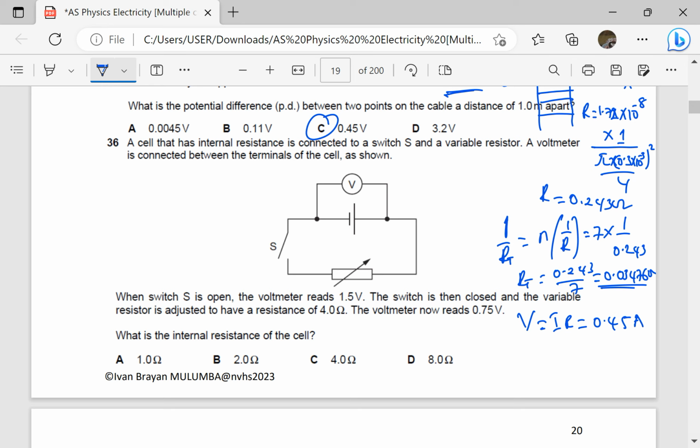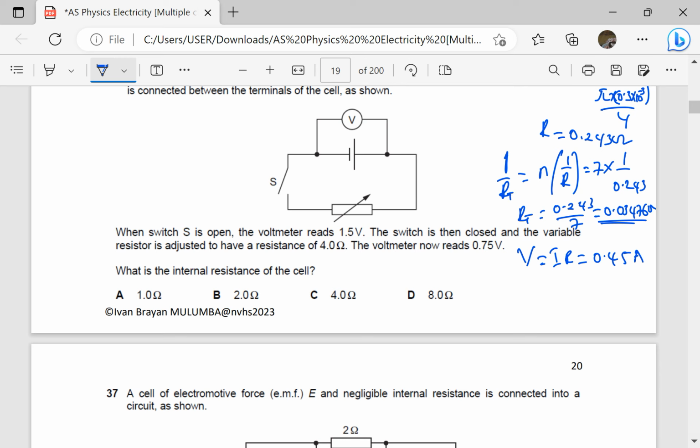A cell that has internal resistance is connected to a switch S and a variable resistor. A voltmeter is connected between the terminals of the cell as shown in the figure. When switch S is open, the voltmeter reads 1.5. So this is e.m.f. e.m.f is 1.5. The switch is then closed. The variable resistor is adjusted to a value of 4 ohms. The voltmeter reads 0.75. That is the terminal PD. What is the internal resistance of the cell?